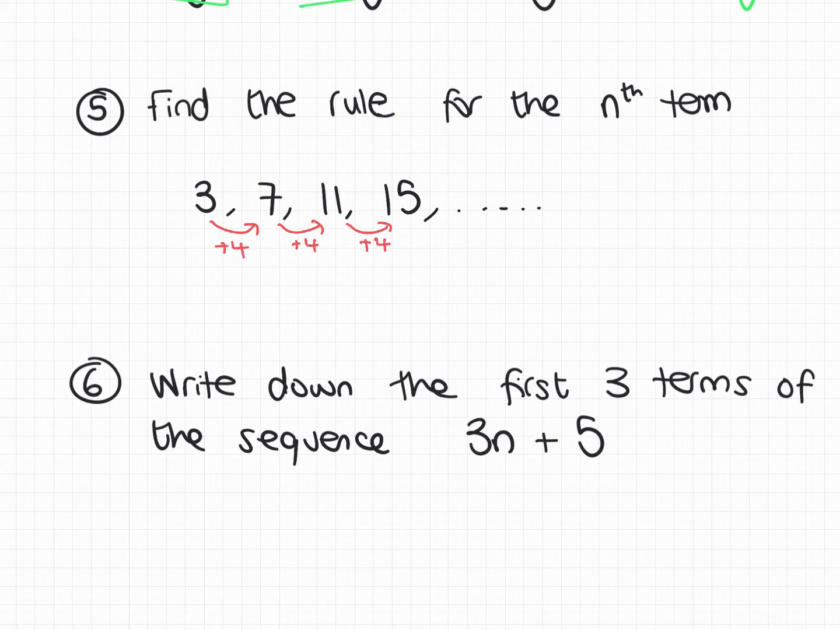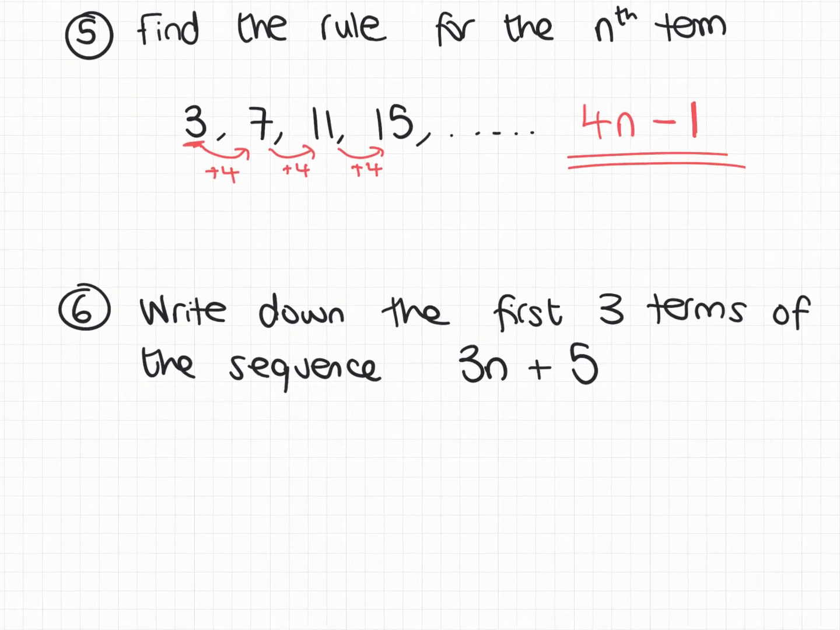So that's a bit like the 4 times tables. So we're going to start with 4n. We're going to start with the 4 times tables. The first number in the 4 times tables, 4 times 1 is 4, but we start at 3. So to get from the 4 times tables to this list of numbers, I need to take away 1. That's my formula for the nth term.